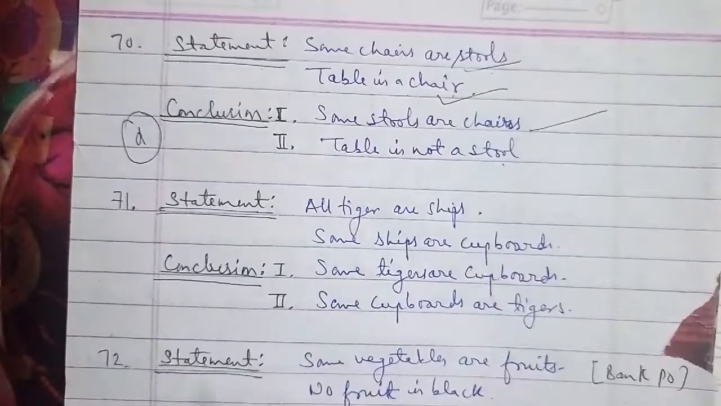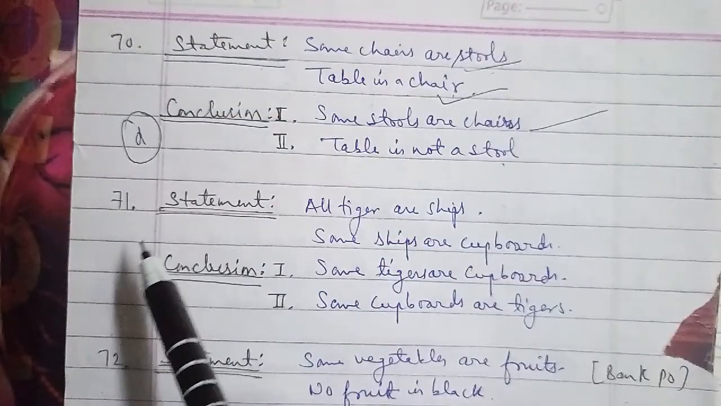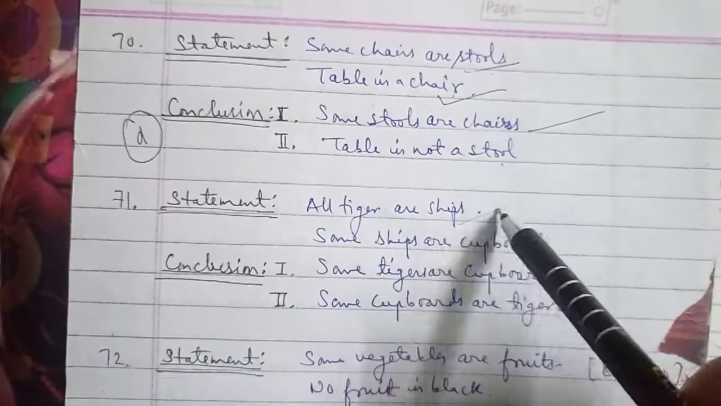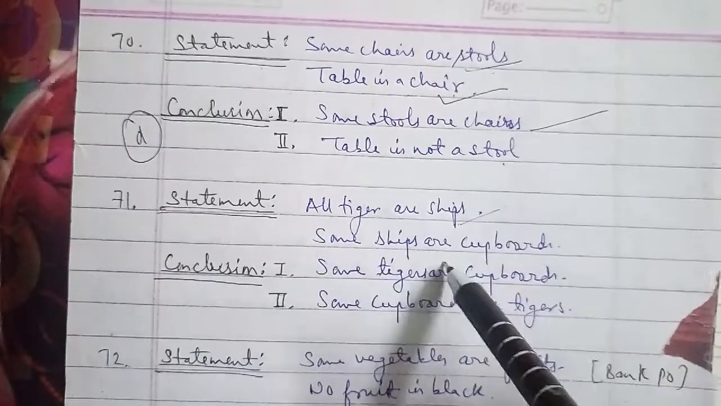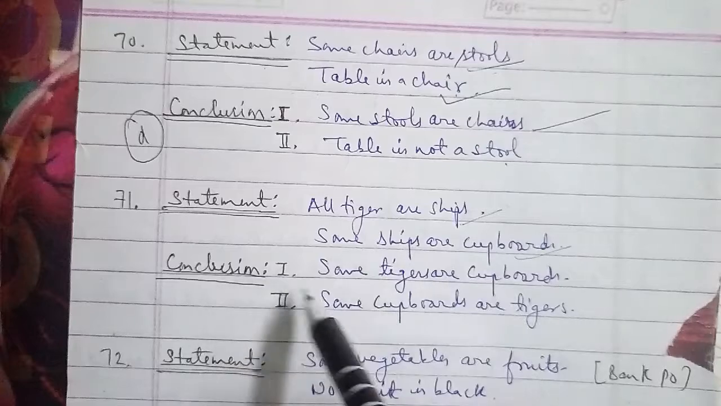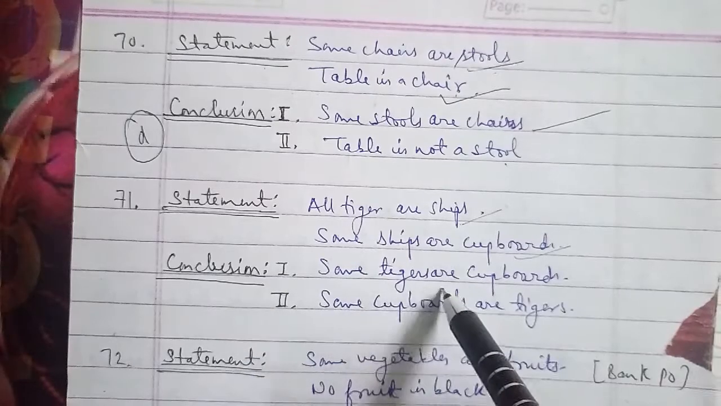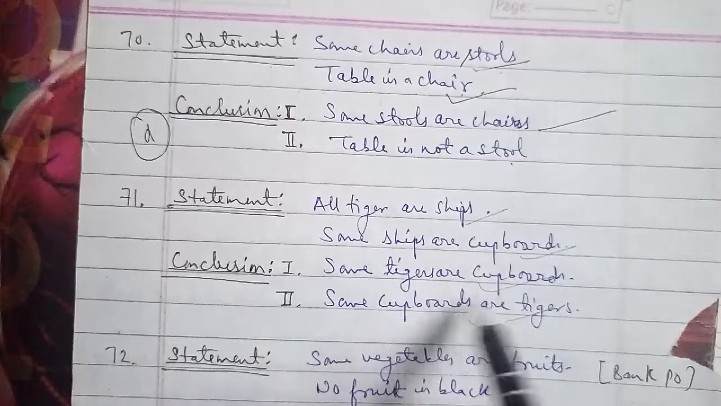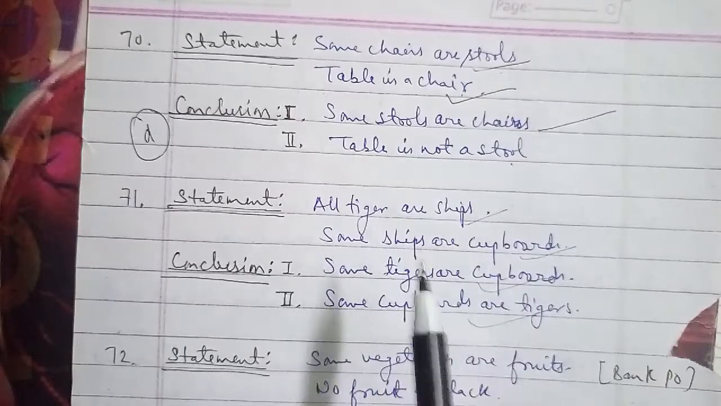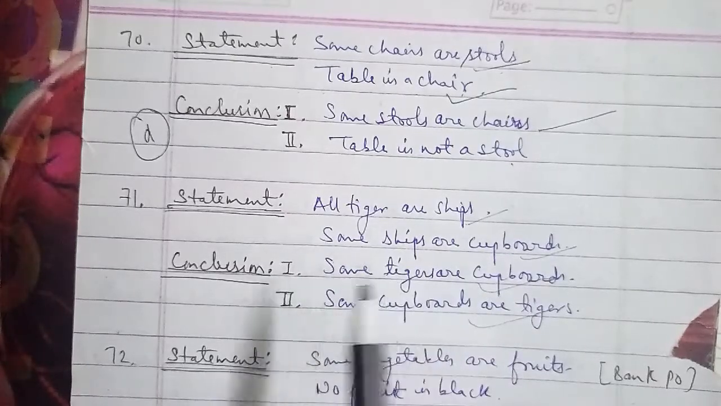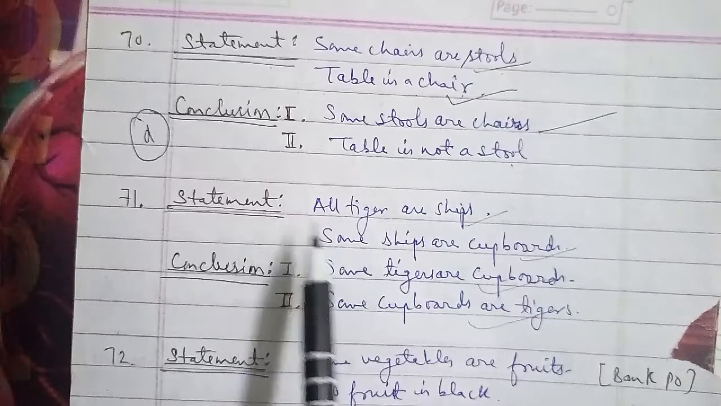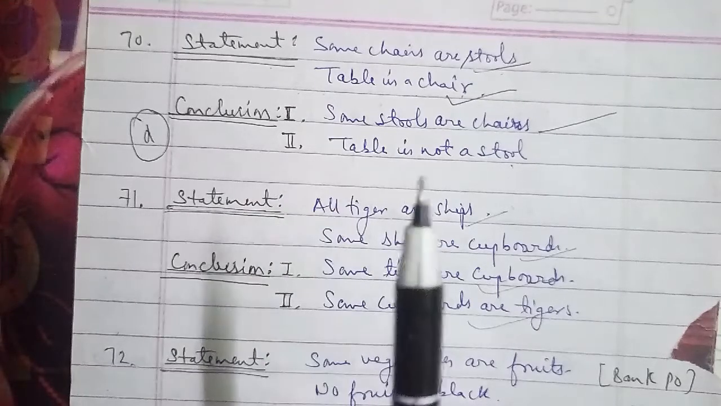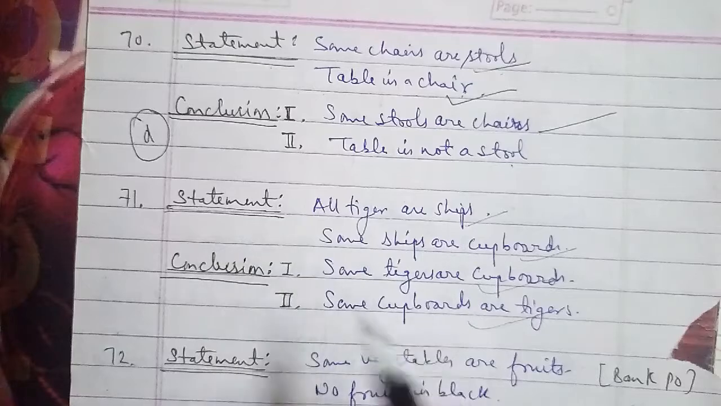Moving ahead with the 71st question of the session, the statement we have is: all tigers are ships, and some ships are cupboards. The conclusions they had given you are: some tigers are cupboards and some cupboards are tigers. Since the middle term is not distributed even once in the premises, no conclusion will follow here also, and for that sake option D will be the right answer for this question here.